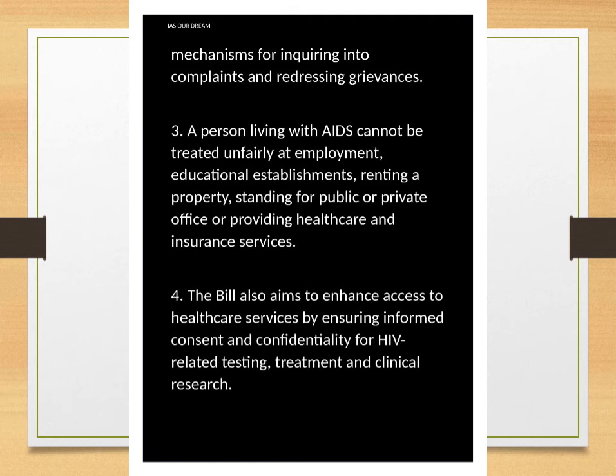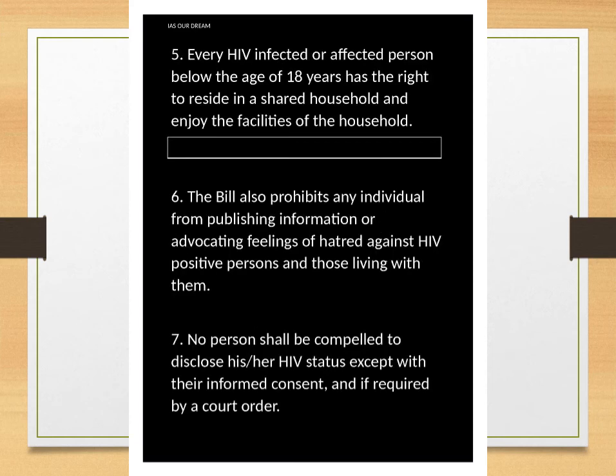The bill also aims to enhance access to healthcare services by ensuring informed consent and confidentiality for HIV related testing, treatment and clinical research. Every HIV infected or affected person below the age of 18 years has the right to reside in a shared household and enjoy the facilities of the household. The bill prohibits any individual from publishing information or advocating feelings of hatred against HIV positive persons and those living with them. No person shall be compelled to disclose his or her HIV status except with their informed consent and if required by a court order.